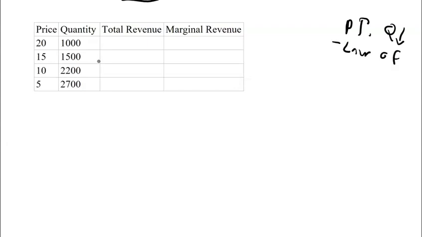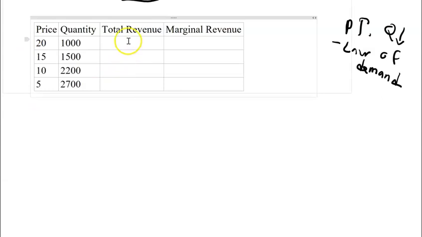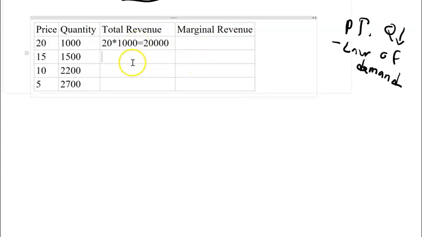So as we can see from here, as price goes up, my quantity goes down, which is basically following the law of demand. So now in this case, if I want to find my total revenue, it will be price times quantity, which is when price is 20, my total revenue is 20,000. Then it is 15 times 1,500, which is 22,500. 10 times 2,200, which is 22,000. And then 5 times 2,700, which is 13,500.